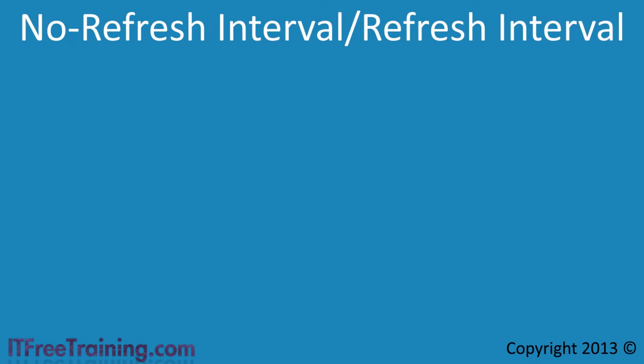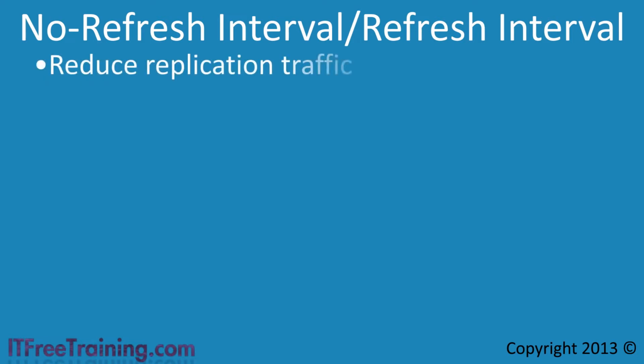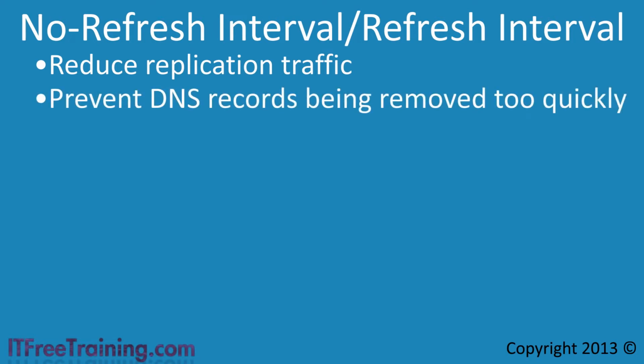These settings are often difficult for students to understand without understanding what they are trying to achieve. Just remember that the two settings together are attempting to reduce DNS replication traffic and also ensure that a DNS record is not removed too quickly in case it is still needed.